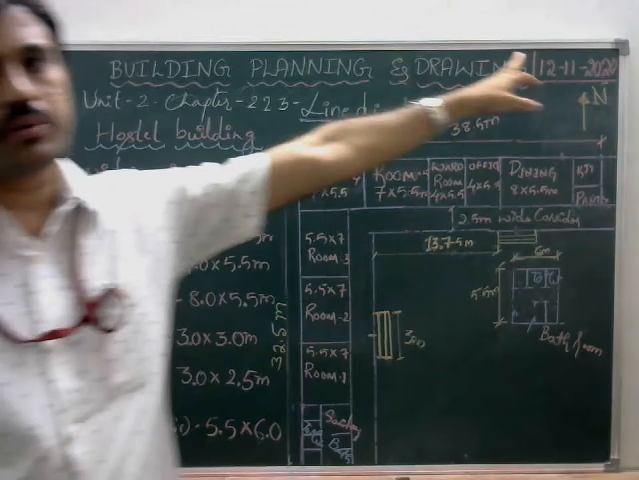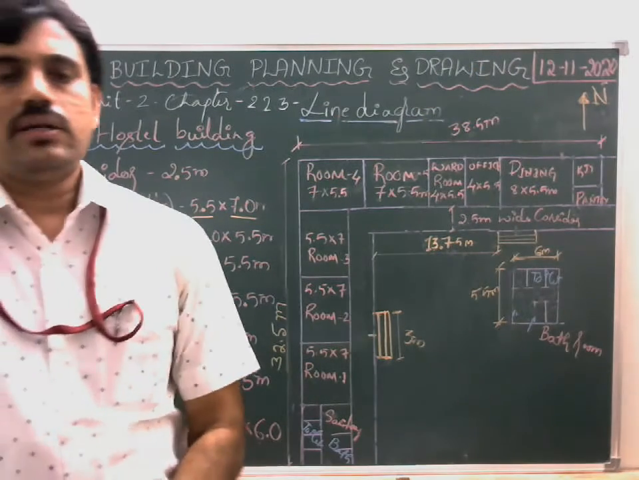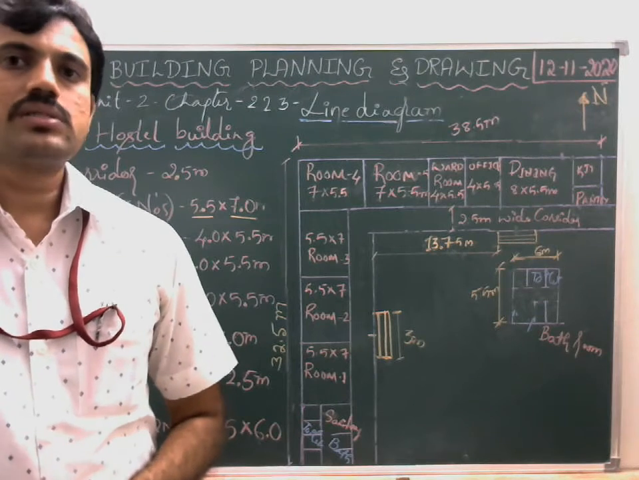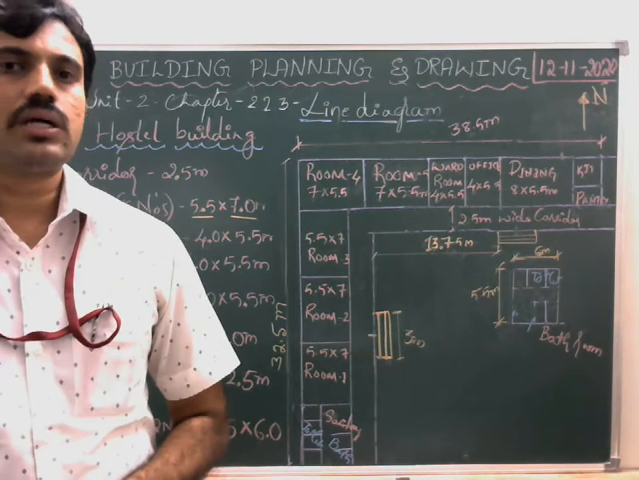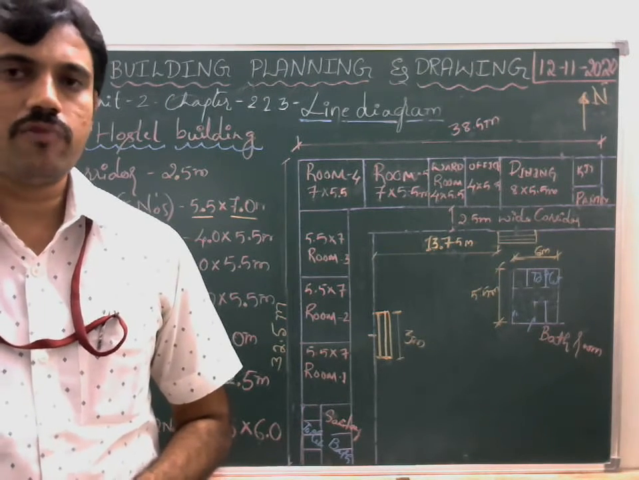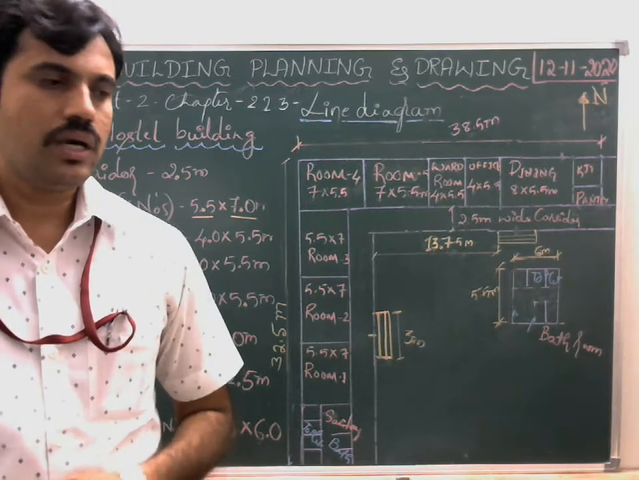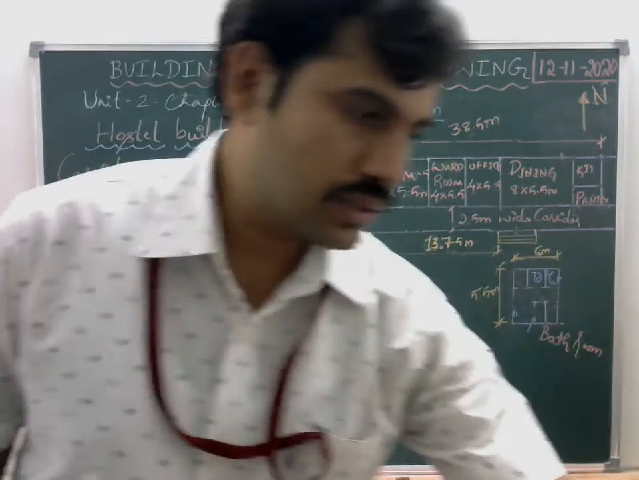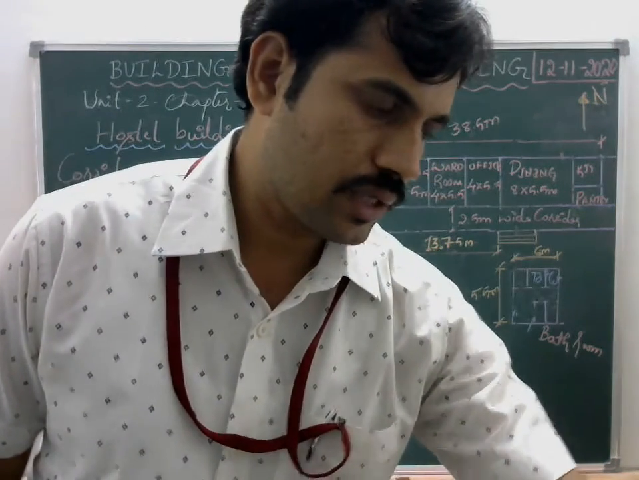And then the title of the diagram will be given at the top, and north direction will be mentioned at the right top corner. In plan, what is the basic difference then? In plan, we are going to mention the wall thickness and all the details. In line diagram, we are going to exclude the wall thickness and the rest will be written as it is. So this is the basic difference.